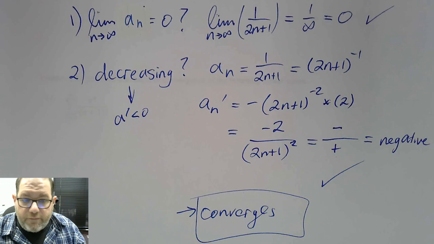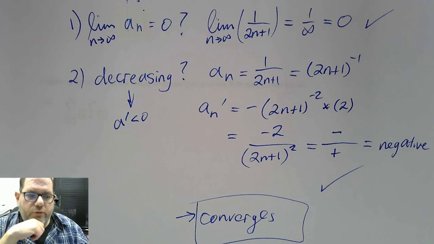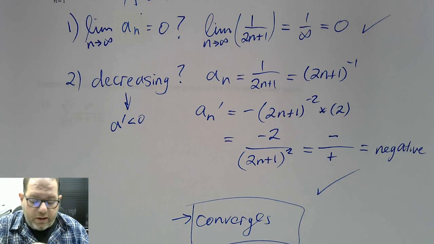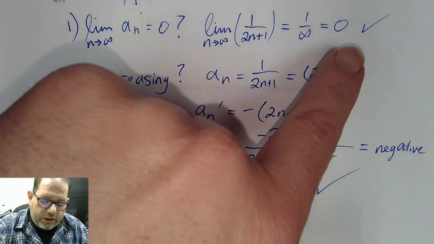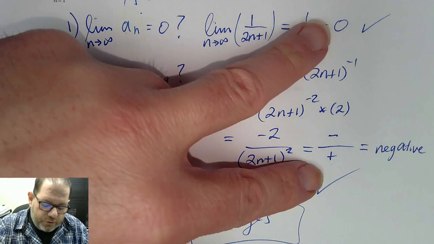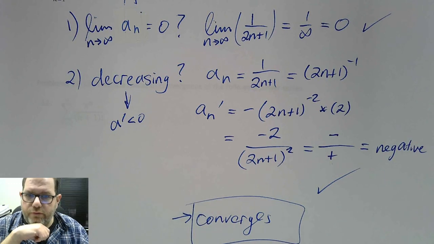Now, if it failed to meet either one of those two conditions, then we would say it diverges. So that's really the question is, one, we have to remember these two conditions that it has to meet, and then one at a time, check that the limit is 0, and then check that it is decreasing. Both of them are true, therefore it converges by our alternating series test.